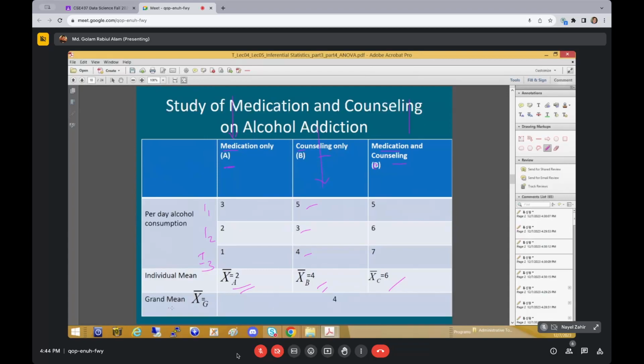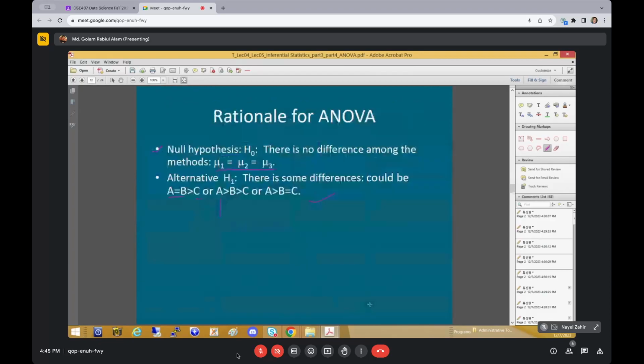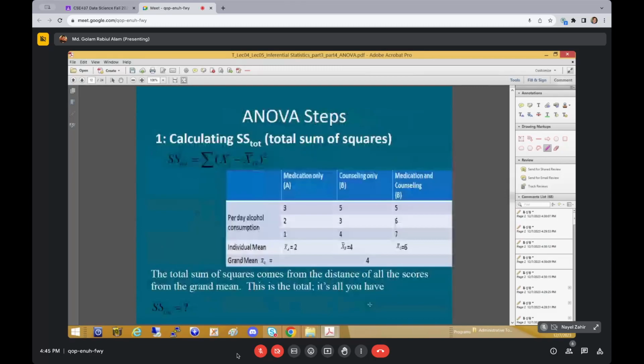And then we have to calculate the grand mean. So grand mean in this case, here is 2, here is 4, here is 6. Okay, so 2 plus 4 plus 6 divided by 3. There is 6 plus 4, 10, 12. 12 by 3 is 4. Okay, so here the grand mean is 4. So based on those statistics, we will calculate our result. But for ANOVA, we have to follow the ANOVA steps.